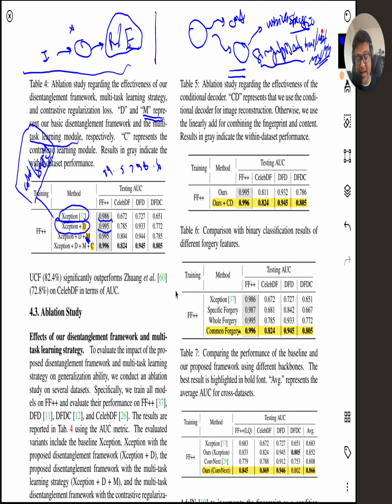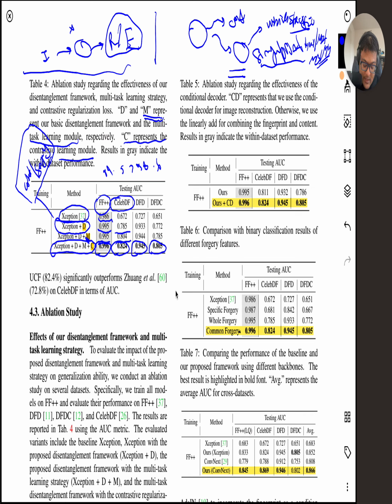And that kind of additional constraint is actually improving the performance. It's not improving on the FF dataset, but it does improve on the Celeb-DF dataset, lending itself to around a 2% improvement. And then the final thing is the contrastive learning module, which they had. This is the final contrastive learning module, which actually gave them the best performance for their architecture. So this is really good.